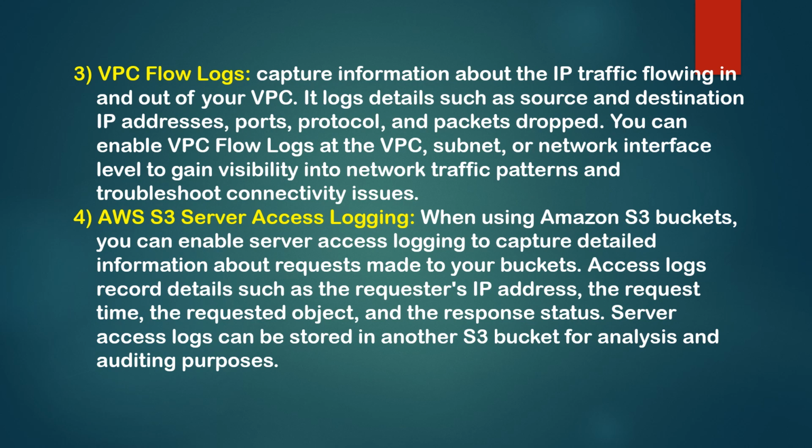Number 4. AWS S3 server access logging. When using Amazon S3 buckets, you can enable server access logging to capture detailed information about requests made to your buckets. Access logs record details such as the requester's IP address, the request time, the requested object, and the response status. Server access logs can be stored in another S3 bucket for analysis and auditing processes.